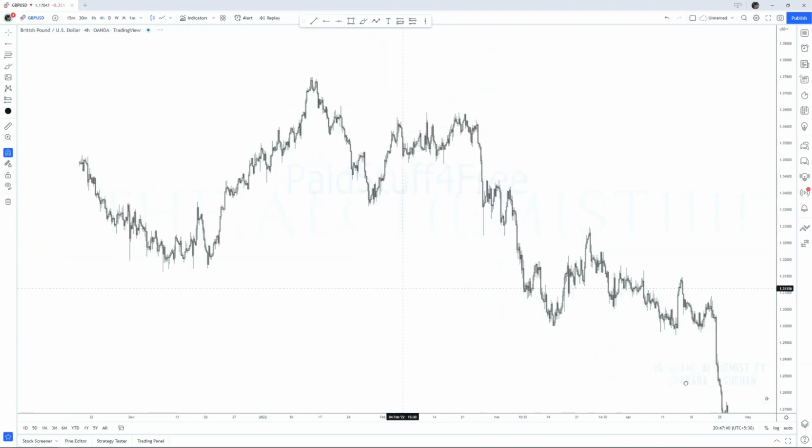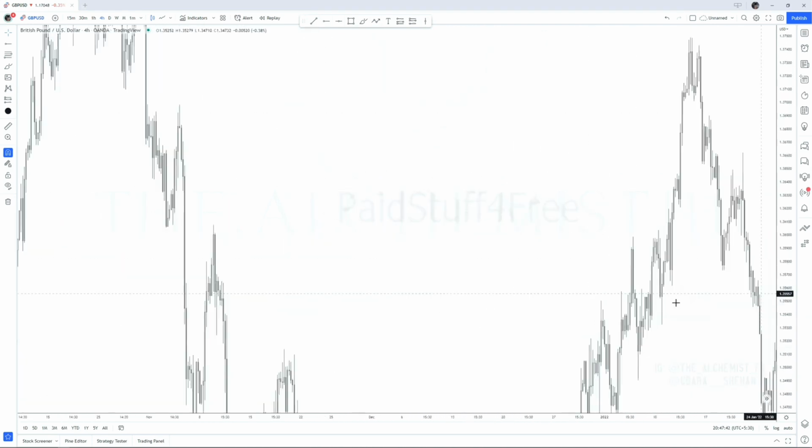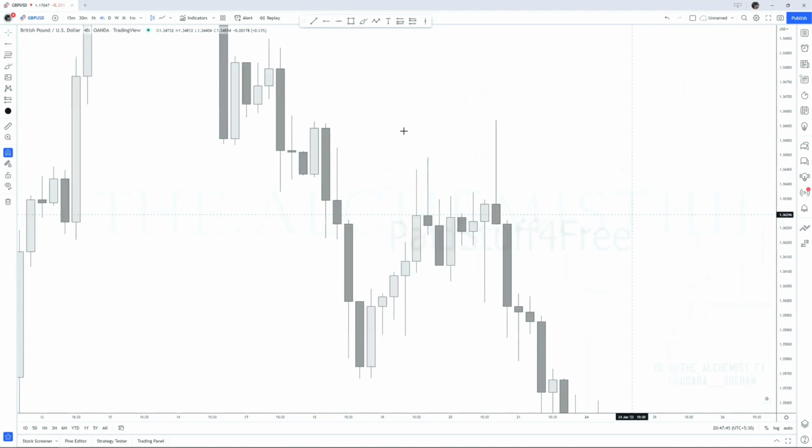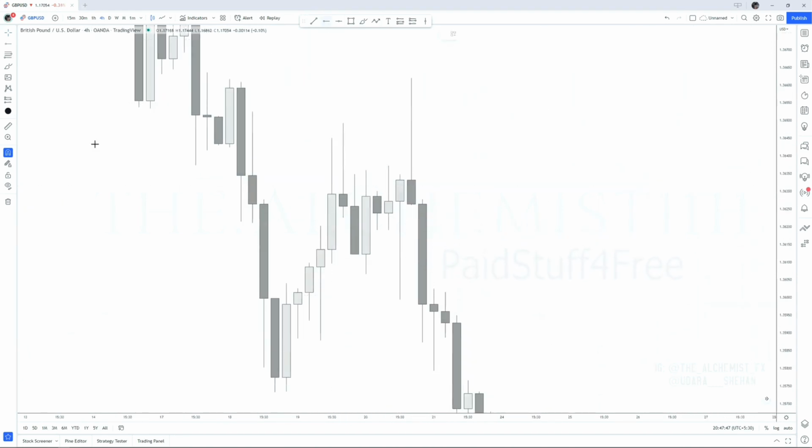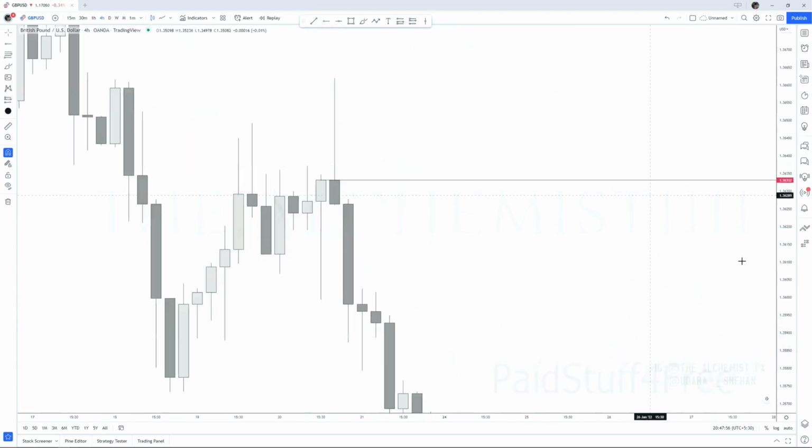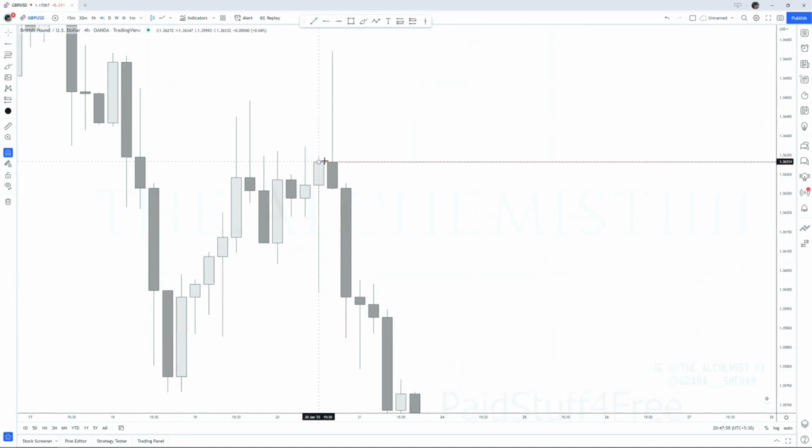Okay, so let's see. Here we have a nice example. See that this right here is simply what we call a rejection block. The closing price of the bullish candle or the opening price of the bearish candle. This right here is what we call a rejection block. And remember, there's a simple rule to it.